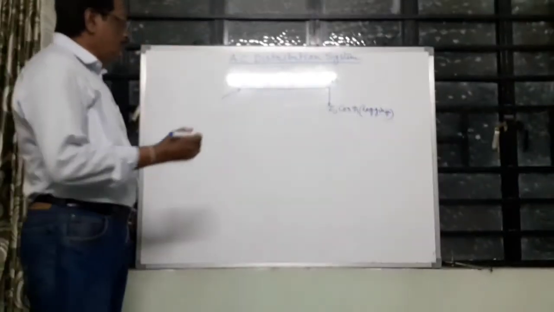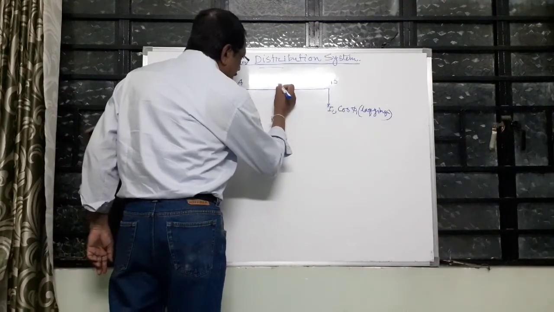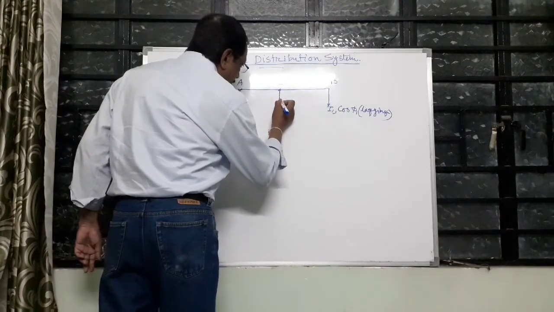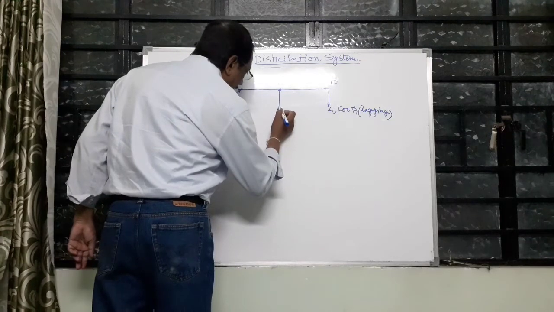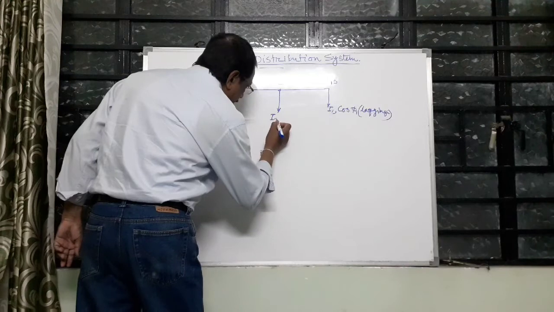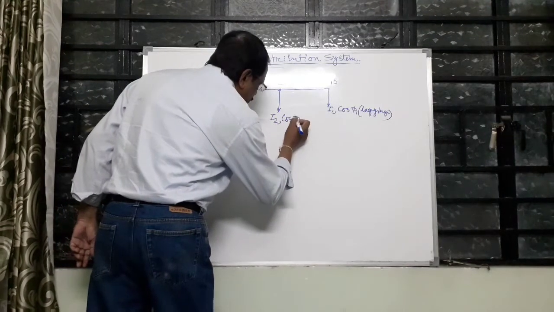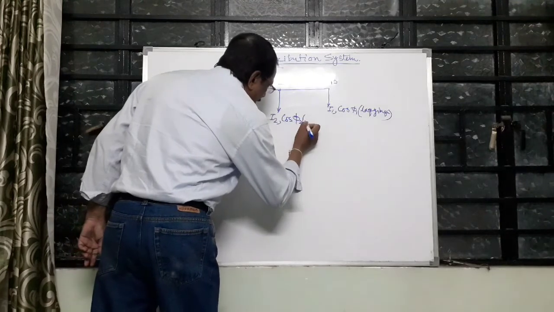In between A and B, suppose this is point C, there is a load with current I2 and power factor cos phi 2 lagging.